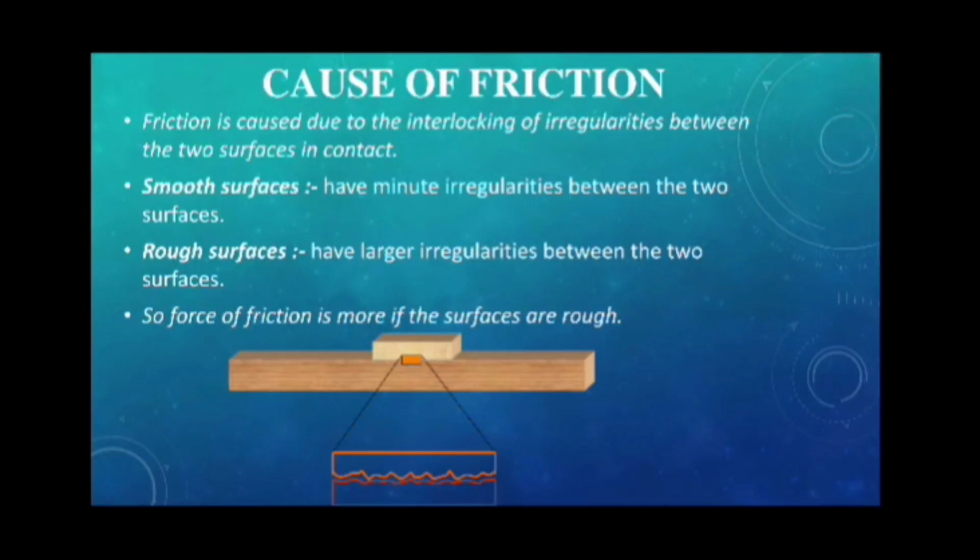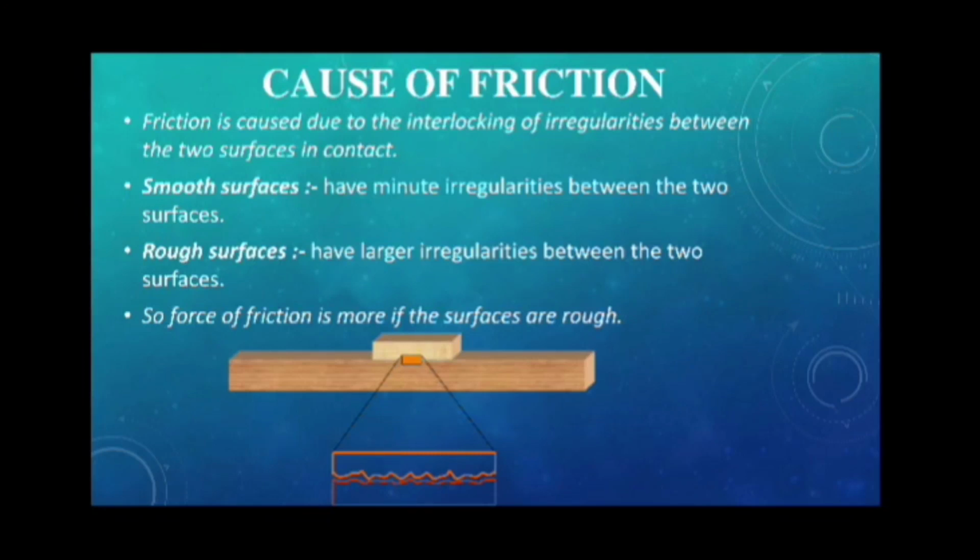Now we are going to study what actually causes friction. Friction is caused due to the interlocking of irregularities between the two surfaces in contact. Let us read this statement. Let me explain the statement thoroughly.